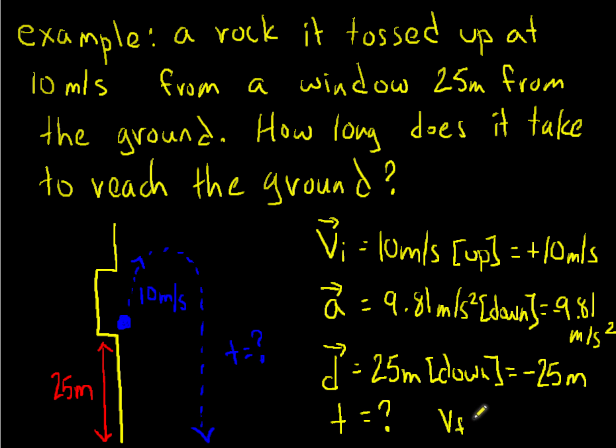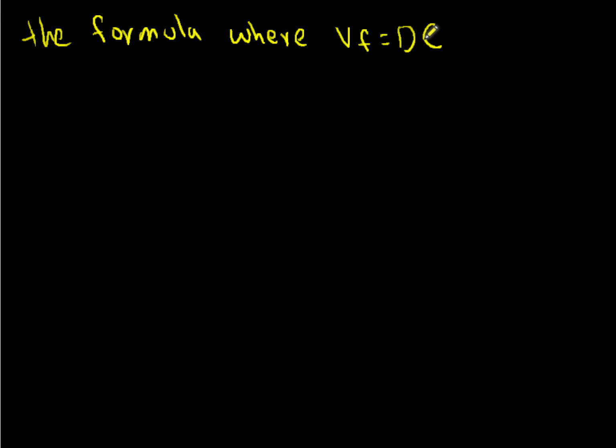Time is question mark. And normally we'd write Vf is don't care. But in this case, do we? Maybe finding Vf might be useful. Let's look at our formula. The formula we would normally use, this formula that doesn't include Vf, our don't care variable, is d equals Vi t plus 1/2 a t squared.